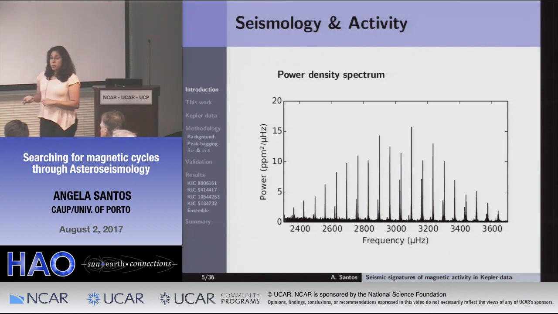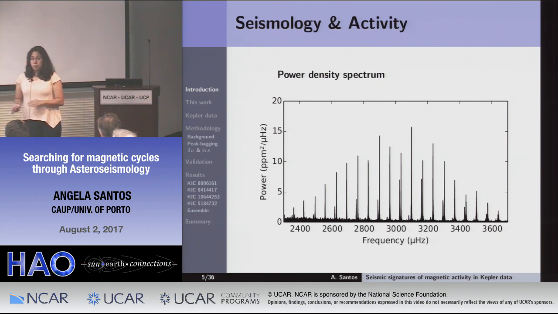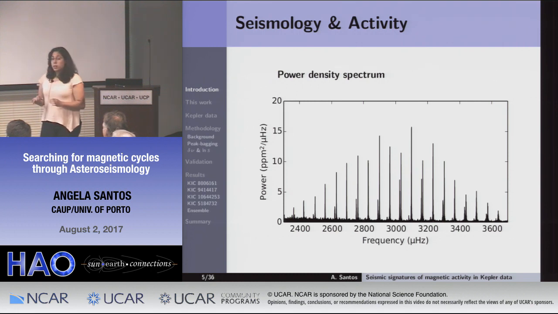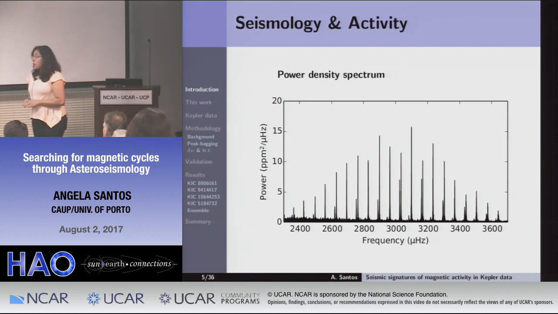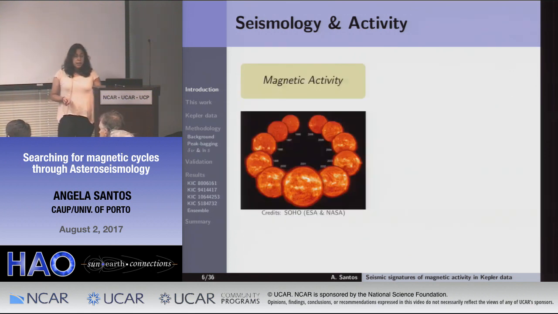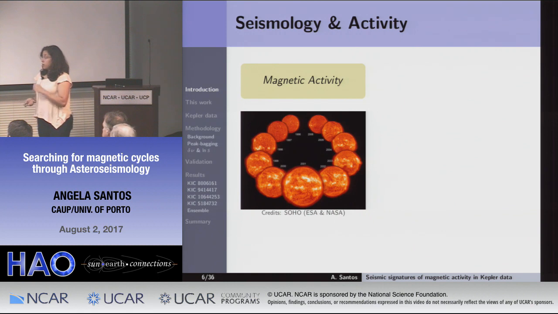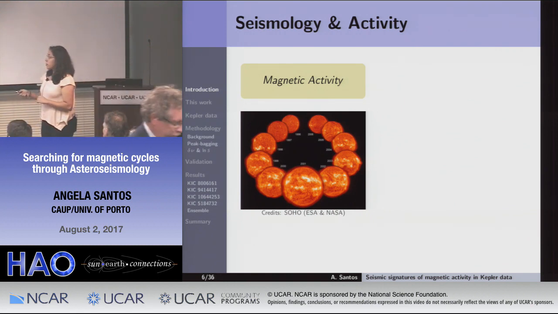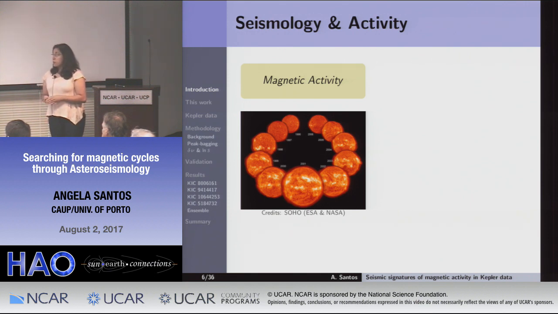And by studying the properties of these acoustic modes, we can learn about the internal structure and dynamics of the Sun. We can learn, for example, about stellar internal rotation, chemical composition, evolutionary state, and so on. And we also can learn about magnetic activity. In the Sun, as the activity level changes over time, here this is for solar cycle 23, the magnetic activity affects the medium where the waves are propagating, so the properties of the waves change over time as well.